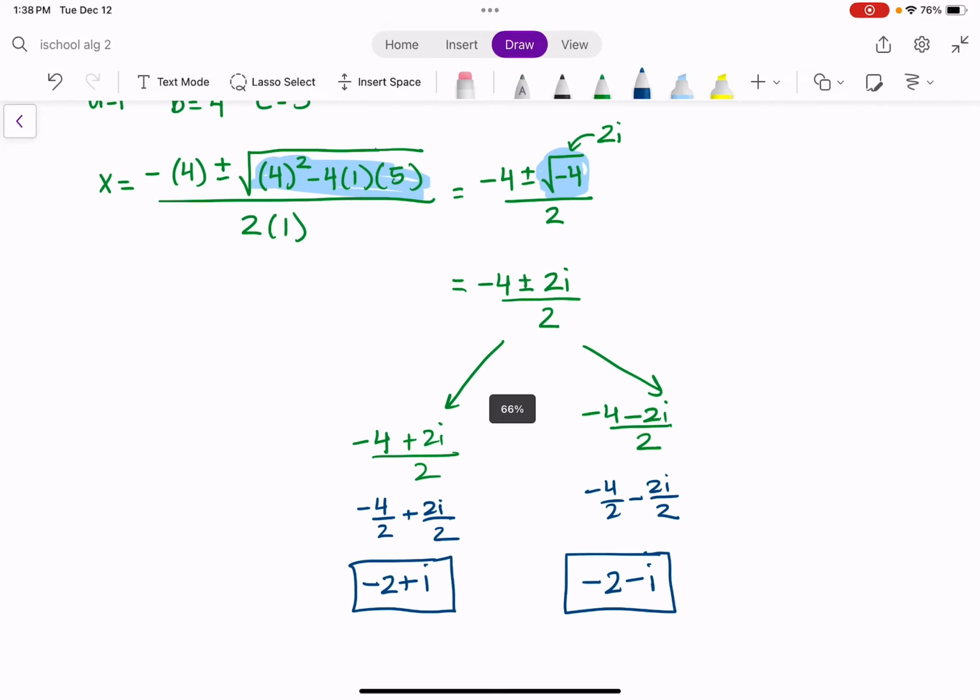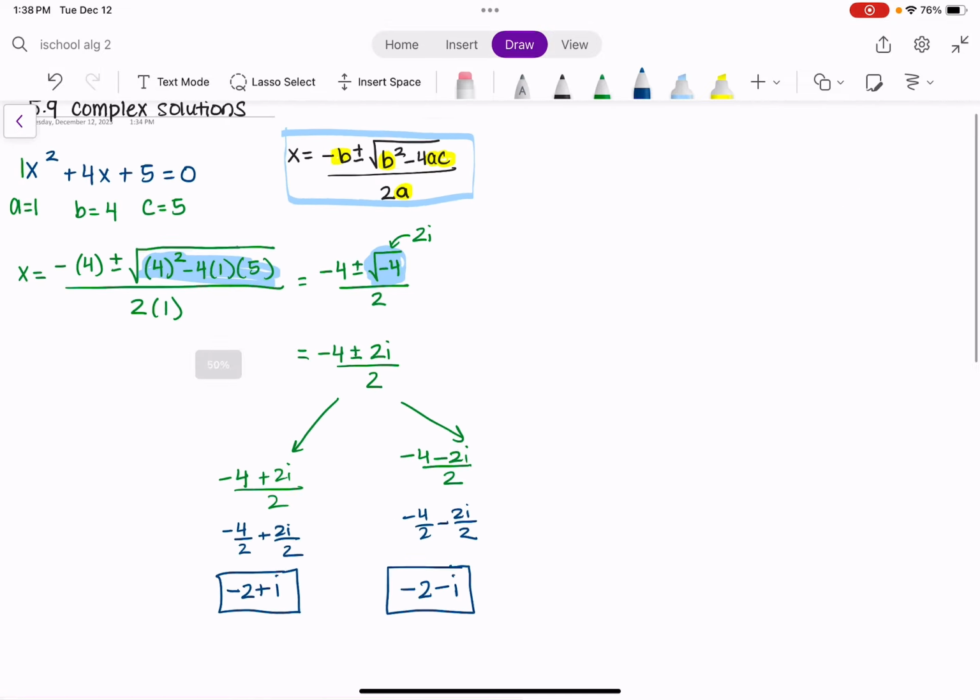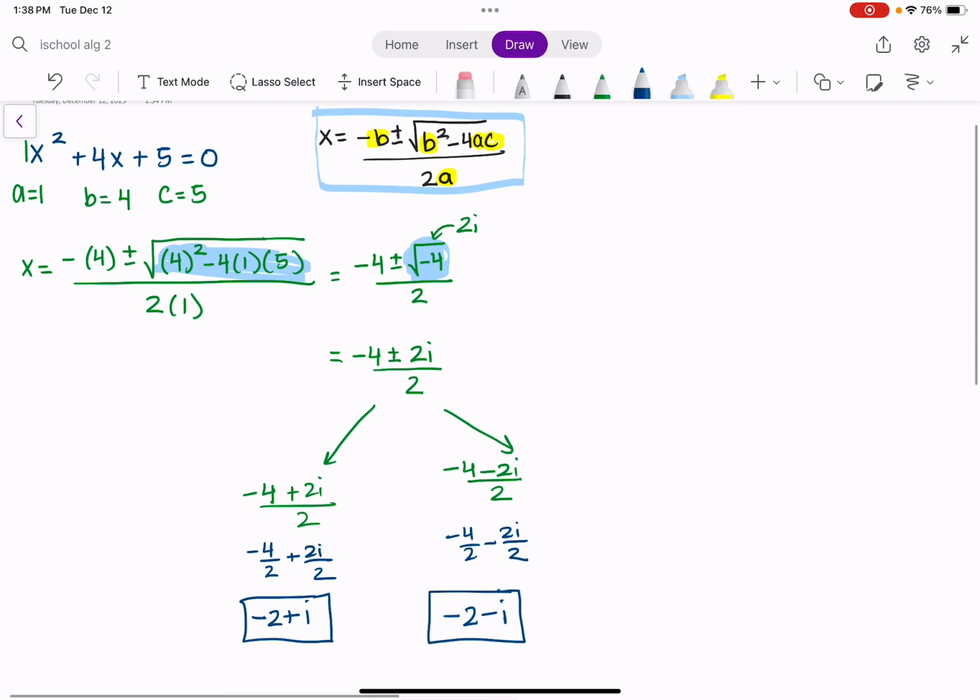So just to repeat, we just substituted the values into the quadratic formula. And the biggest thing is that you will get a negative underneath the square root, meaning your answer is going to be complex, meaning that there will be an i in your solution.